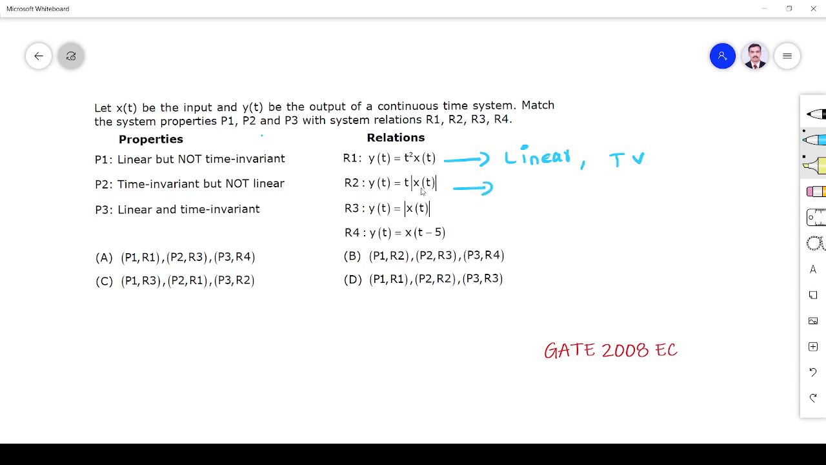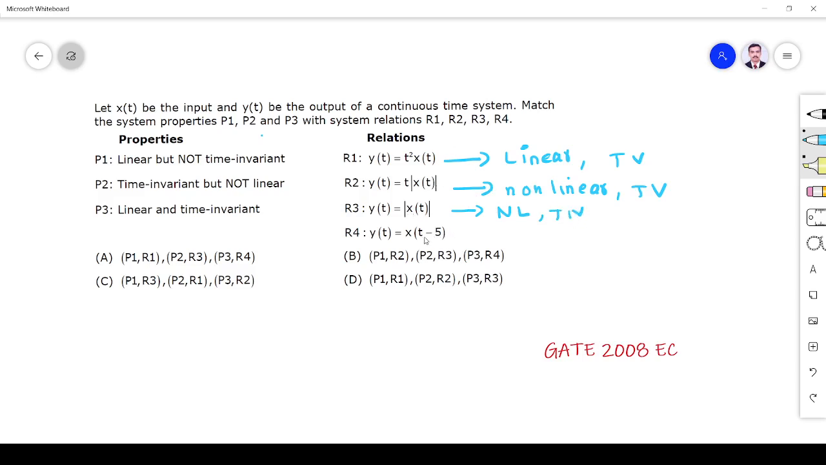Okay, what about this? This is mod x. Modulus is not at all a linear function, so it is non-linear. Right? So t into x of t, it is multiplication by t, so surely it is time variant. Then modulus, non-linear. Right? And this is time invariant also, because it is not multiplied by any factor t.